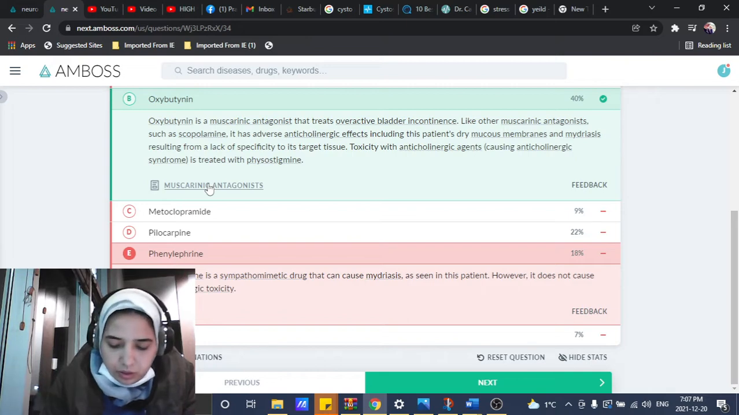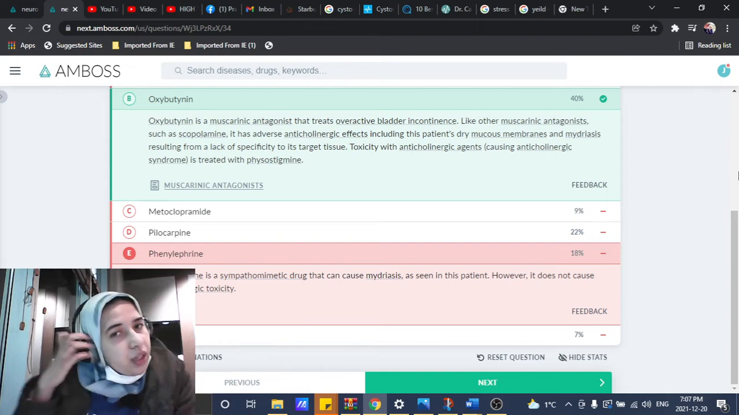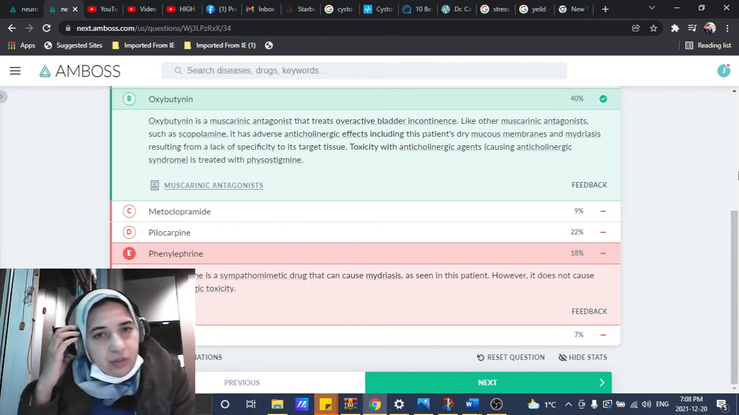Oxybutynin. So I actually remembered from doing this question previously. So oxybutynin will also have similar effects. It's a muscarinic antagonist, and it treats overactive bladder incontinence. Like other muscarinic antagonists such as scopolamine, it has adverse anticholinergic effects such as dry mucous membranes and mydriasis, resulting from lack of specificity to its target tissue. Okay. Toxicity with anticholinergic effects causing anticholinergic syndrome is treated with physostigmine.